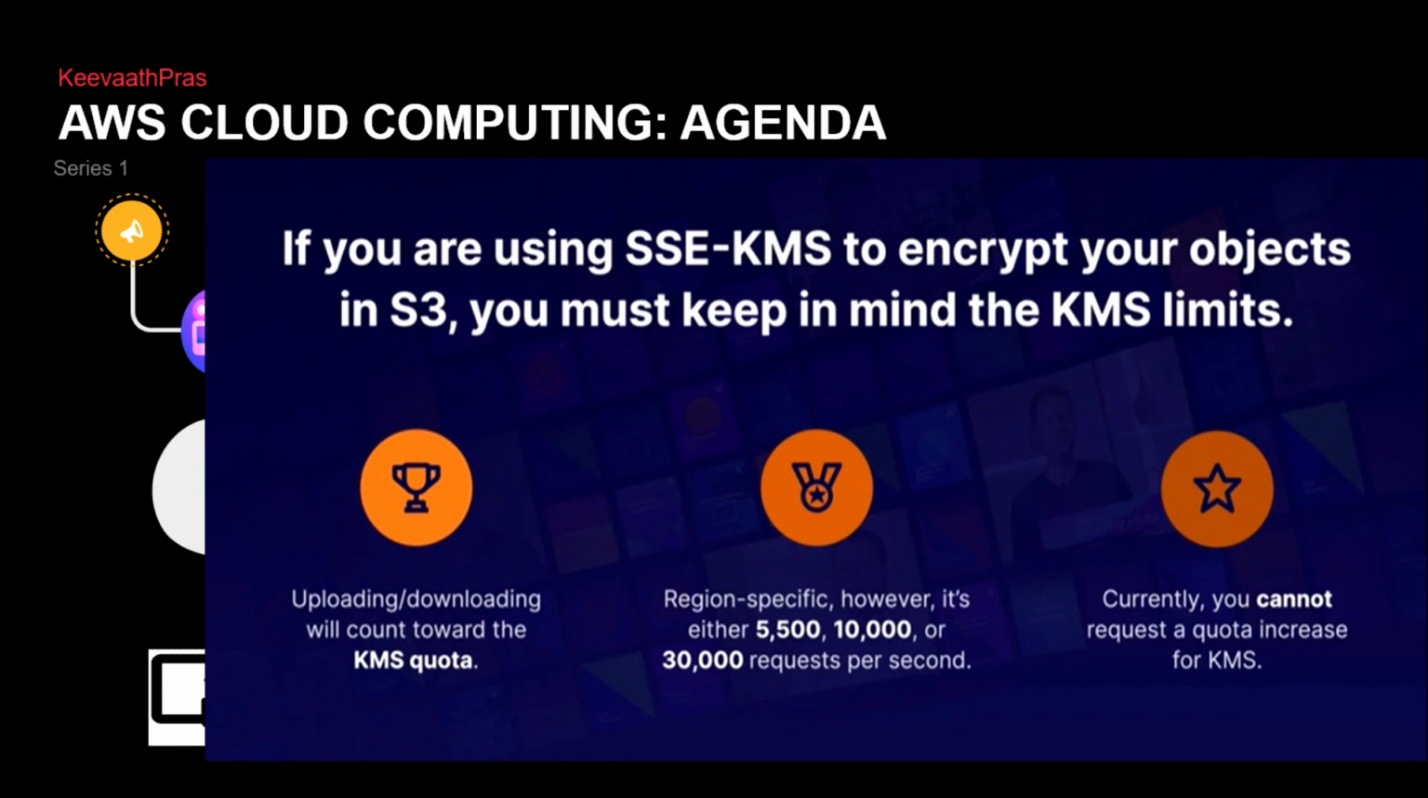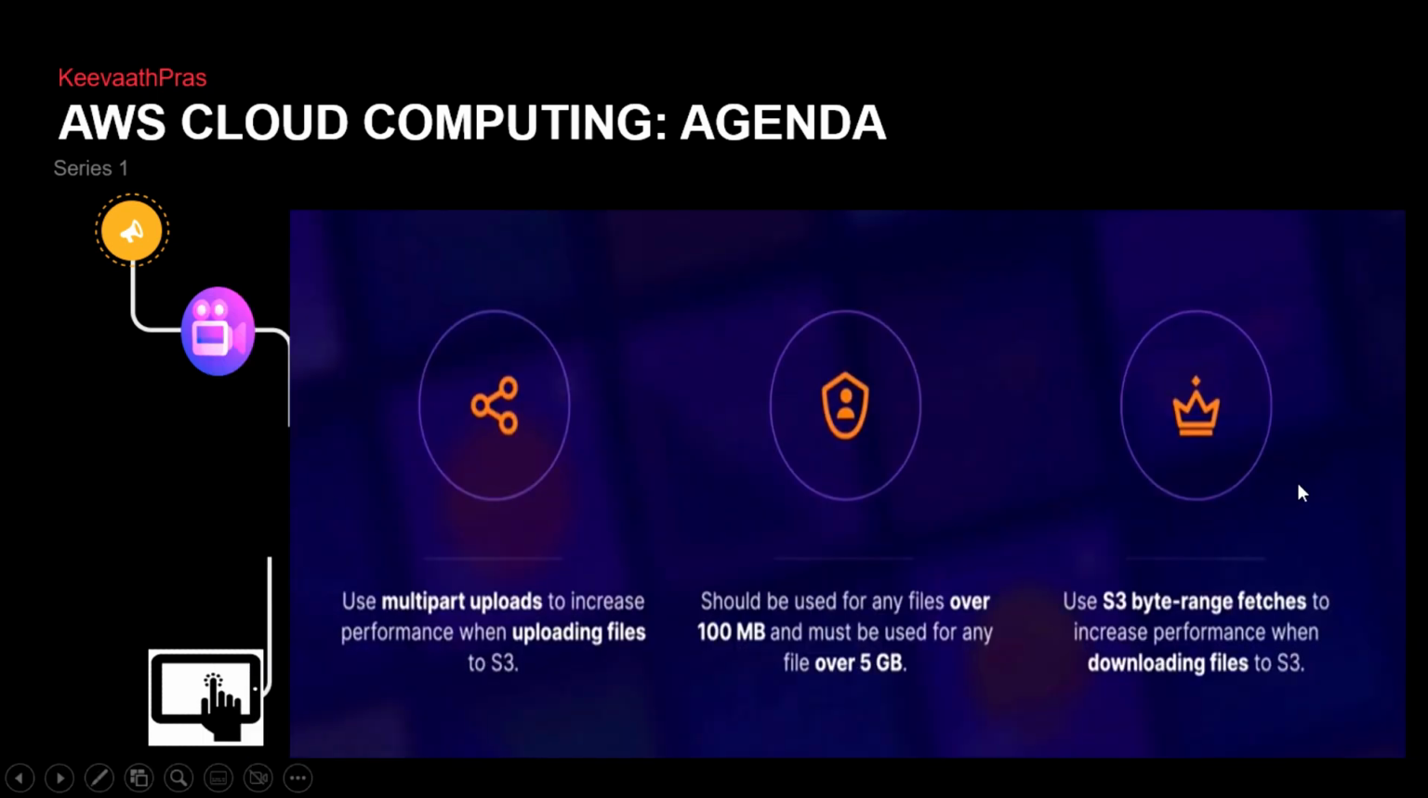Uploading and downloading will count towards KMS. It is region specific, so it is either 5500, 10,000 or 30,000 requests per second. You cannot request a quota increase for the KMS. Keep this in mind. This is a thing for the KMS.